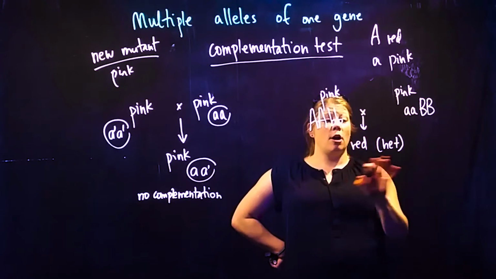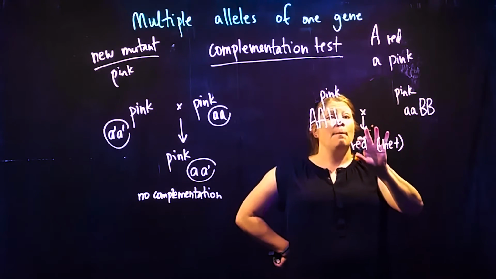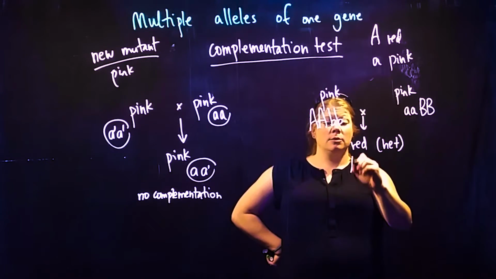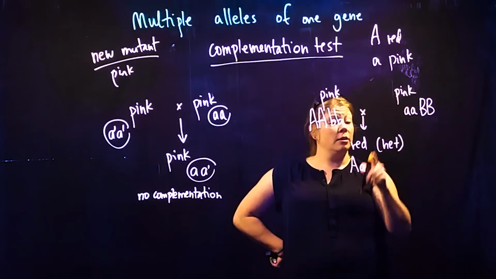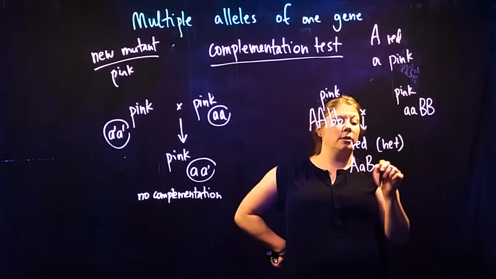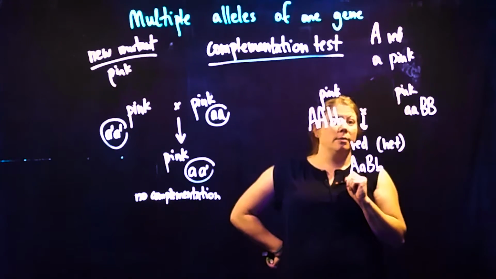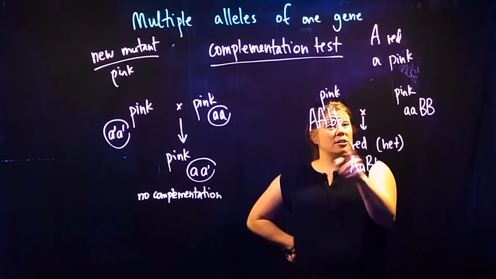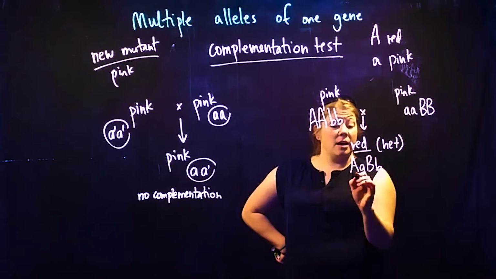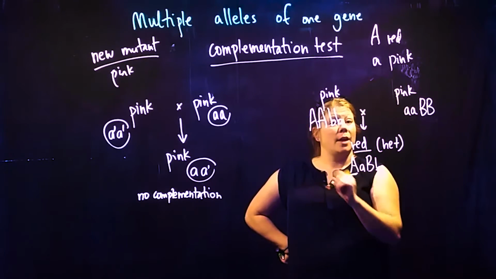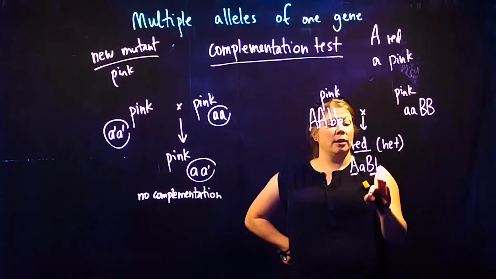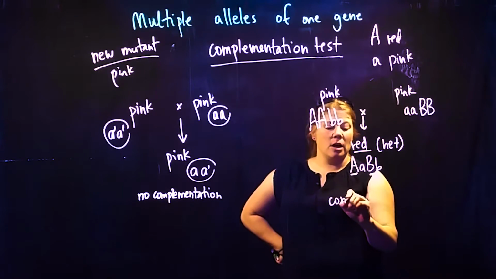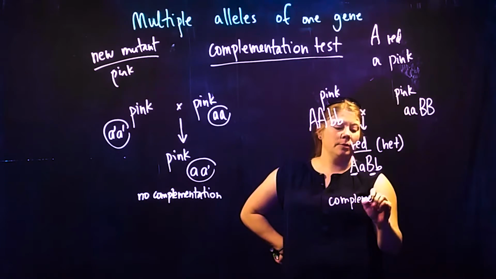And then this cross here, our F1, must be heterozygous. So we'll get a big A from one parent and a little a from the other, a big B from one parent and a little b from the other. And so this plant turns out to be red because it's got a functional version of A, and it's got a functional version of a second gene, B, which affects flower color here. So in this case, we would say there's complementation.